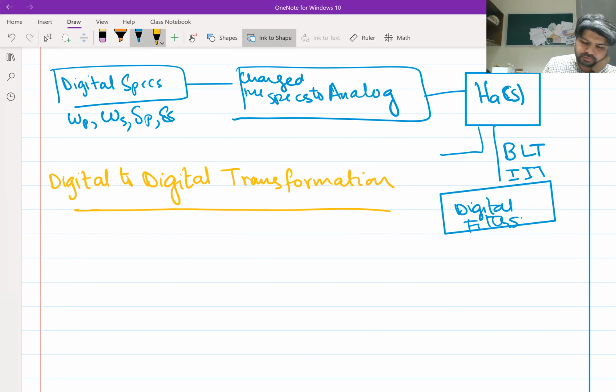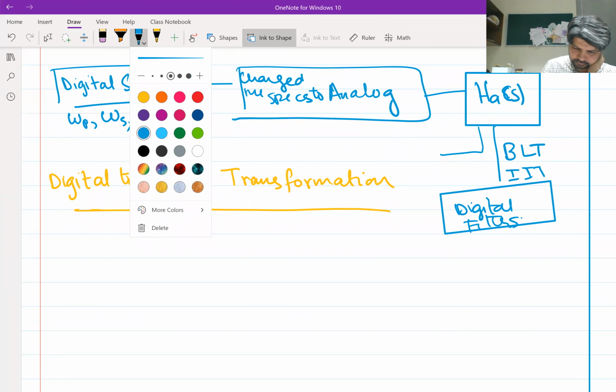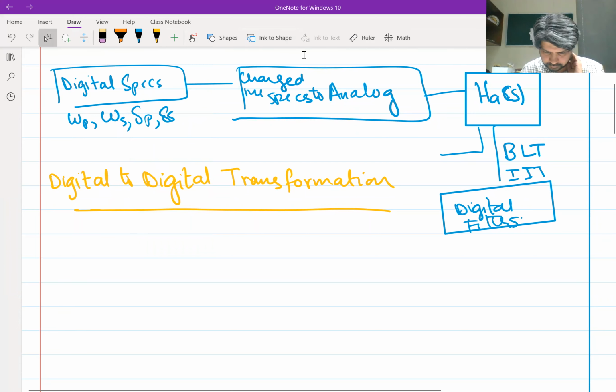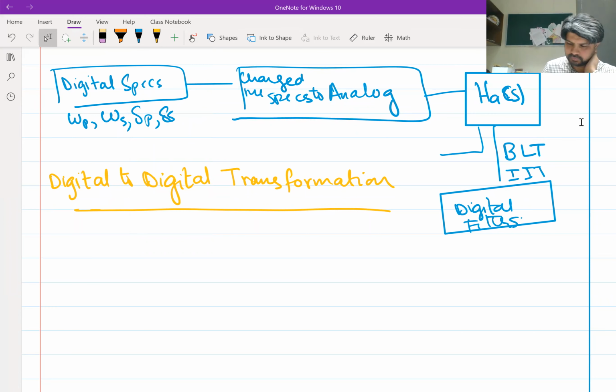So in digital to digital transformation, you are given a digital. What is happening today? I don't know. Sir, the ink to shape option at the top is highlighted. That's fine. No. Yes sir. Okay, very good. Thank you.